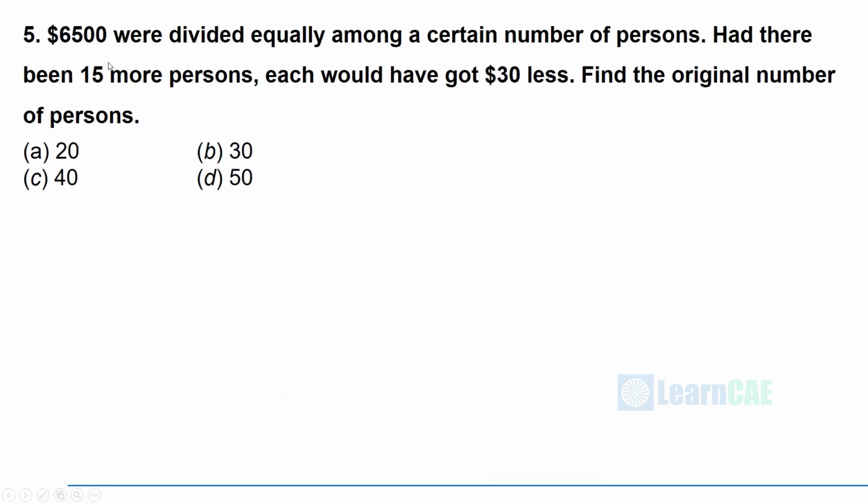Next question. $6,500 were divided equally among a certain number of persons. Had there been 15 more persons, each would have got $30 less. Find the original number of persons. Let x be the original number of persons. Okay, in the first case they are saying $6,500 were divided equally among a certain number of persons. Therefore, each share will be equal to 6,500 divided by x.